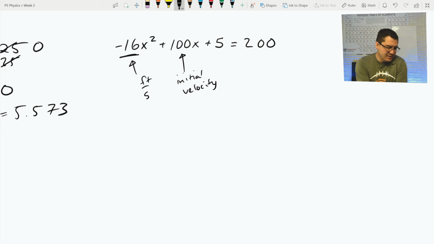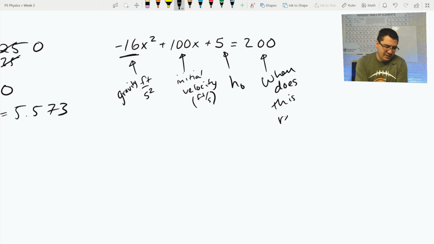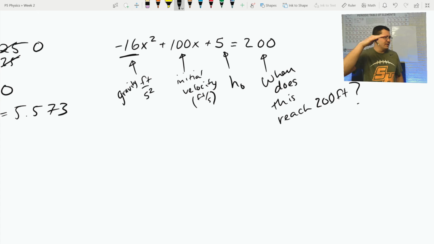Oh, and just so you guys know, this is in feet per second squared. So this is the gravity term. And this is the initial velocity in feet per second. This is the initial height. I'll say h naught, so that's how high it starts. And I want to know, when does this projectile reach 200 feet? And this is in the y direction. So when does it reach 200 feet high? So you shoot a projectile with a vertical velocity of 100 feet per second. It's acted on by gravity. And I want to know, when does it reach 200 feet?